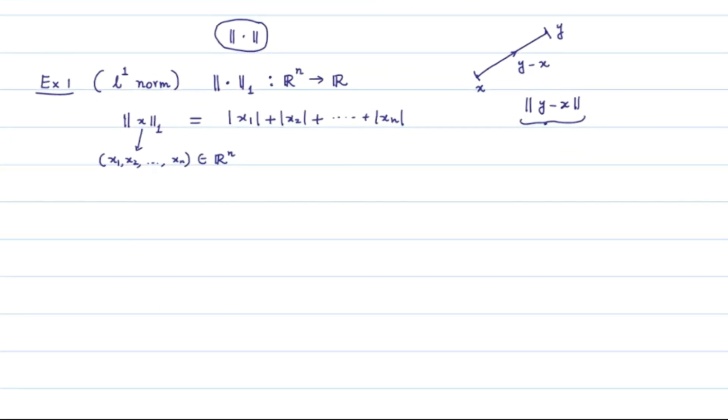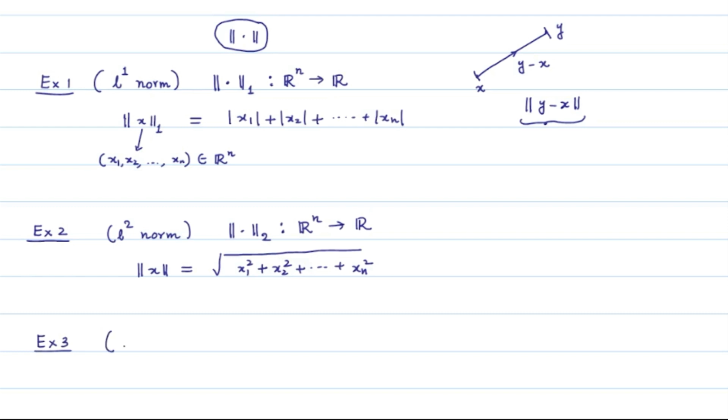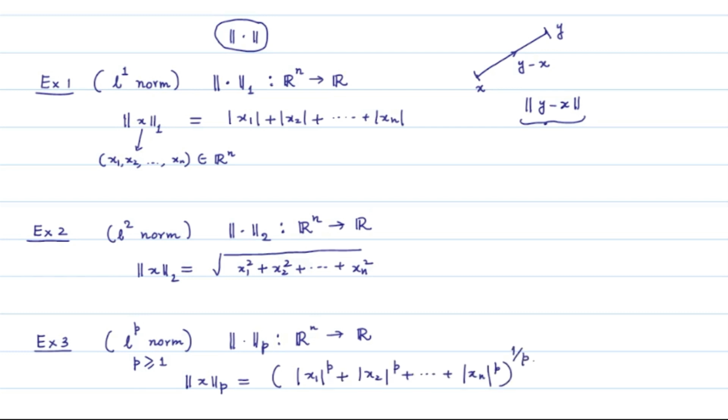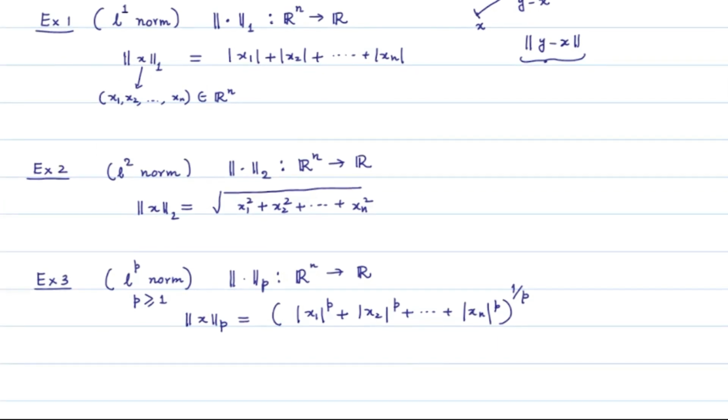The next example is the L2 norm or the Lebesgue 2 norm or the usual Euclidean norm, which is denoted by norm subscripted 2 and given by the following. The next example is the Lebesgue P norm for p greater than or equal to 1, a real number. This norm p is defined by modulus x1 to the power p plus and so on, whole to the power 1 upon p. The next example is the infinity norm or the maximum norm, which is denoted by norm subscripted infinity and defined by the following.